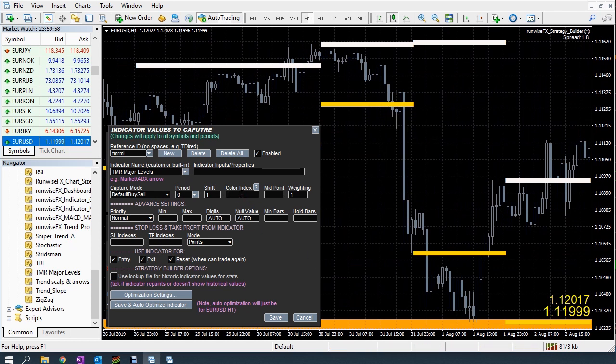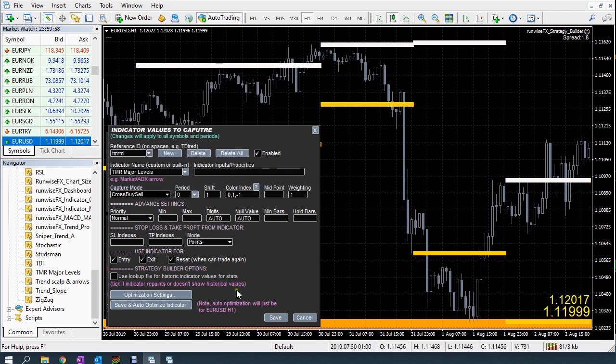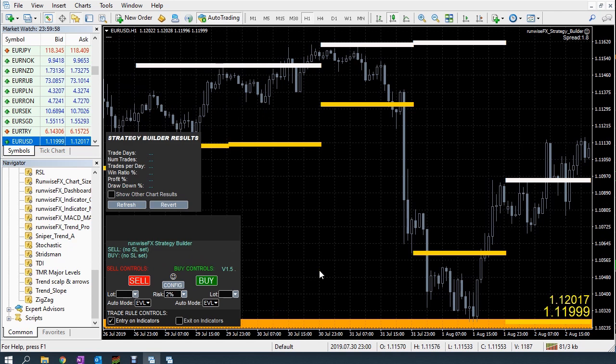So what we do is put the colour indexes in, the buy one, and then so those are the two levels that we're interested in, and then we're interested in the price crossing. So we have a special colour index of -1, which means price, and then we still need our capture mode of the cross buy sell. So and then we're good to go, so let's just click save on that.